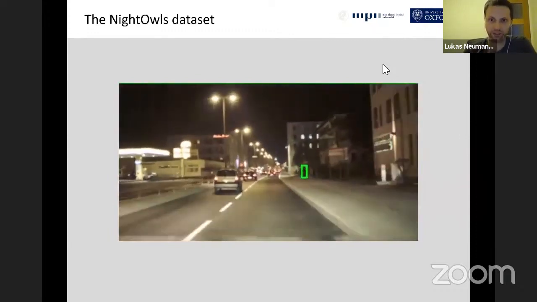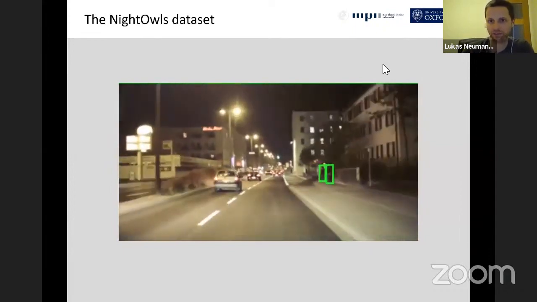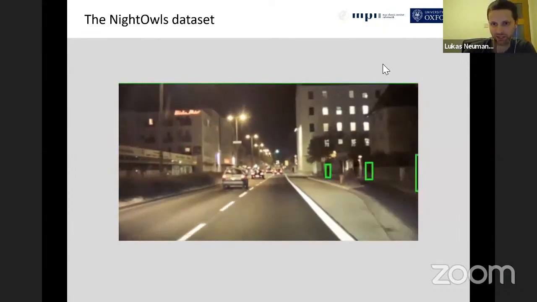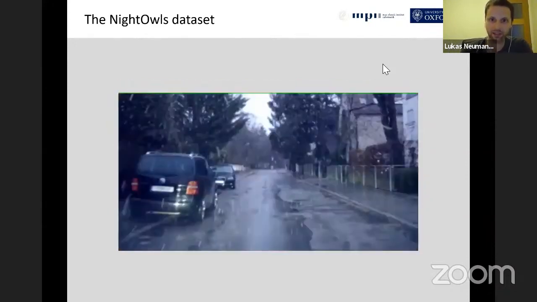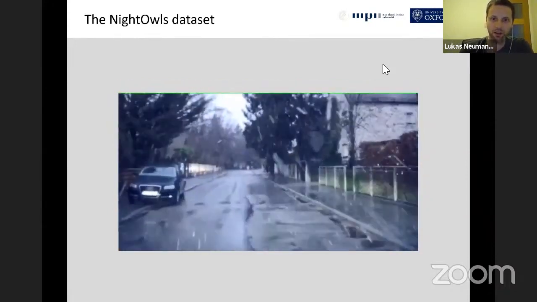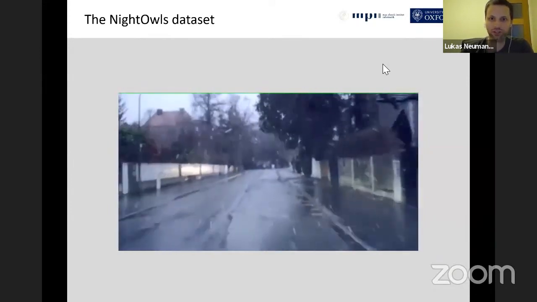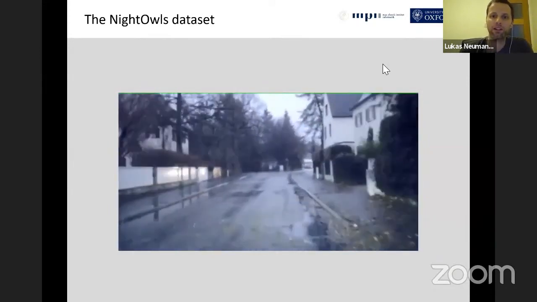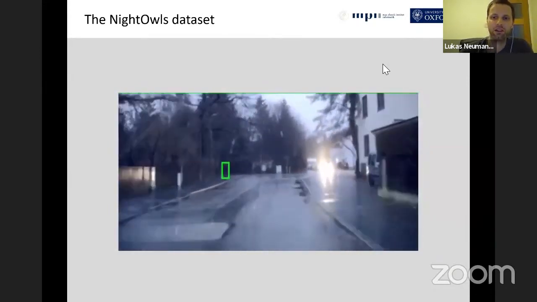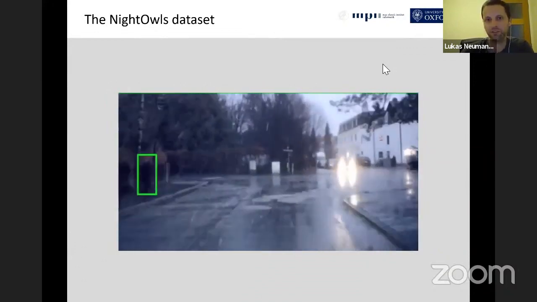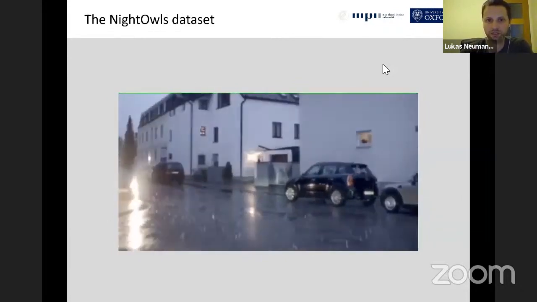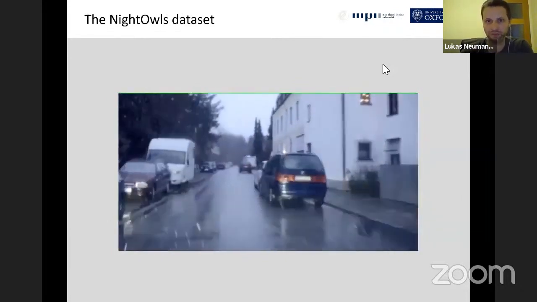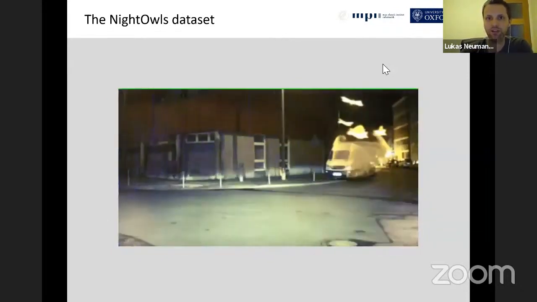The green is the ground truth of the data. So every single pedestrian, every single cyclist, every single motorbike is annotated in this dataset. We get some more challenging conditions. This is not exactly nighttime. This is, I would guess, late in the afternoon, but again, you can see some of the challenges and why it may be slightly trickier to detect different people in this dataset.